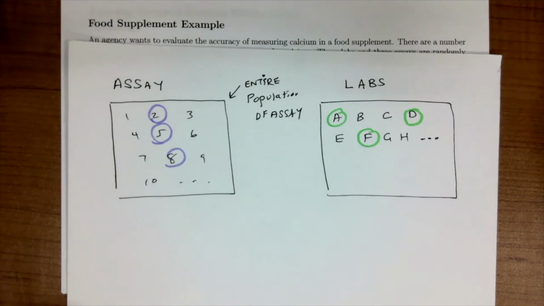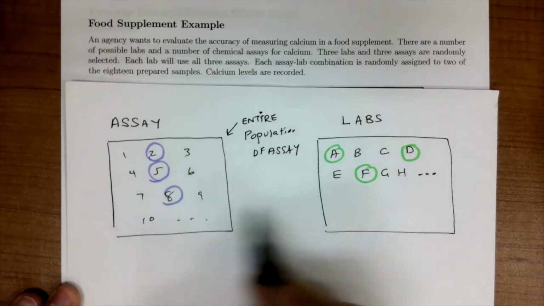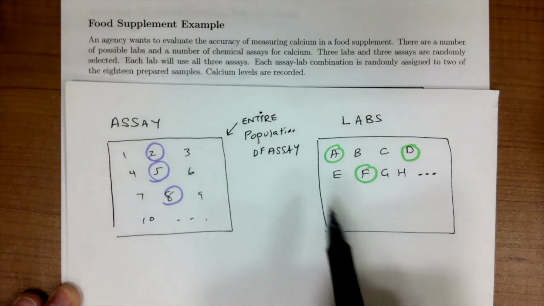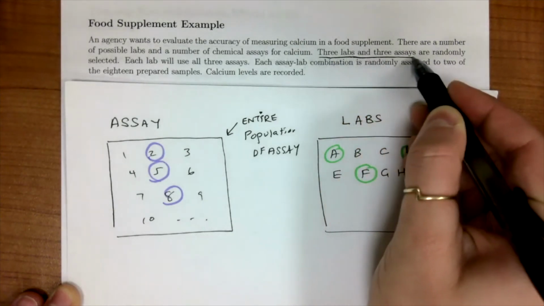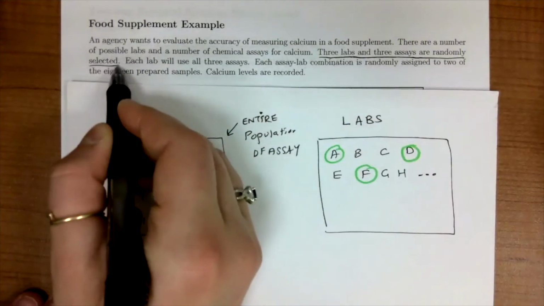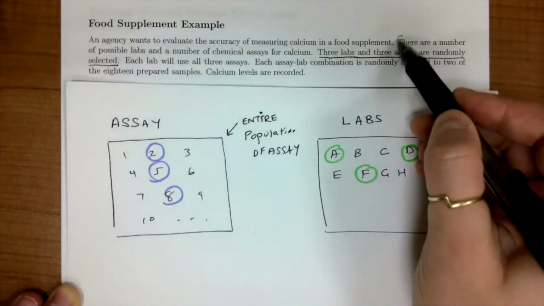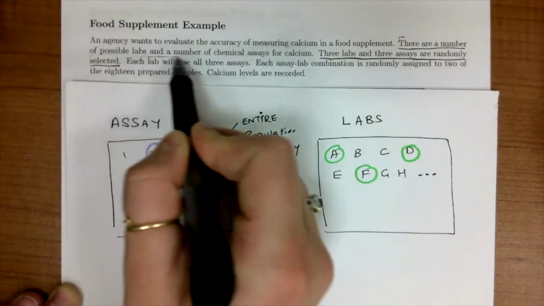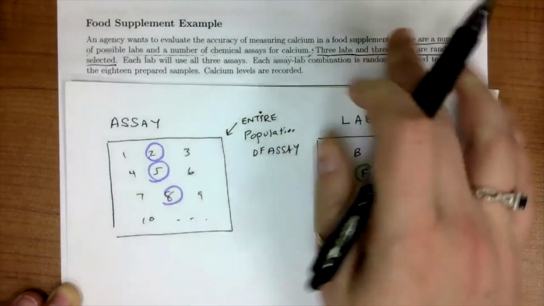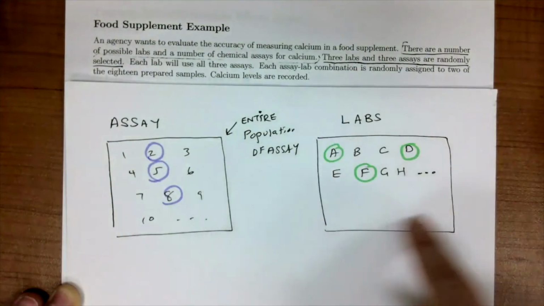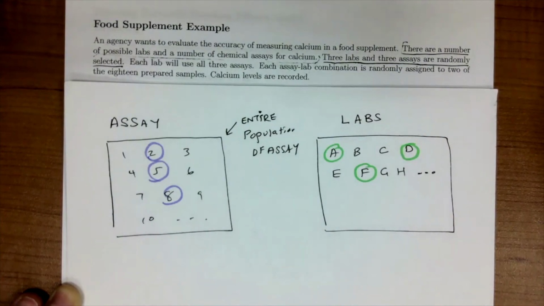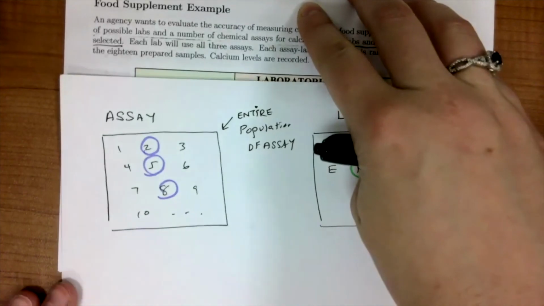What I just demonstrated shows us how we got this statement right here. The 3 labs and assays are randomly selected from their population. So that's what I demonstrated here. We have a population of assays. We're going to sample 3 randomly. We have a population of labs, and we're going to sample those 3 randomly. That's where the random effect part is coming in.